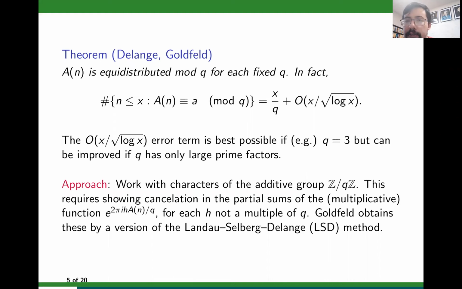I don't want to say too much about these results, but I think it's interesting to say something about how they're proved. We want to show equidistribution within the group Z mod QZ.